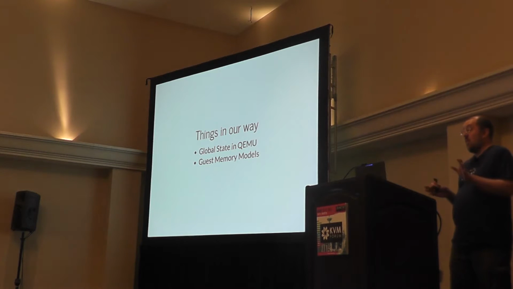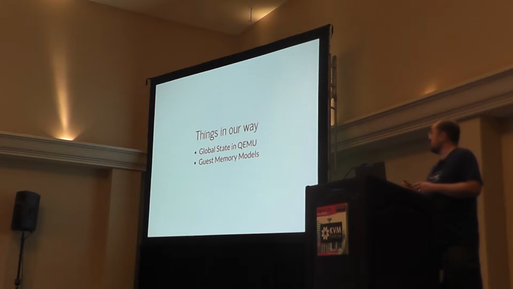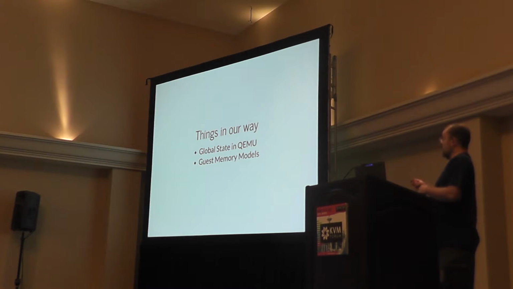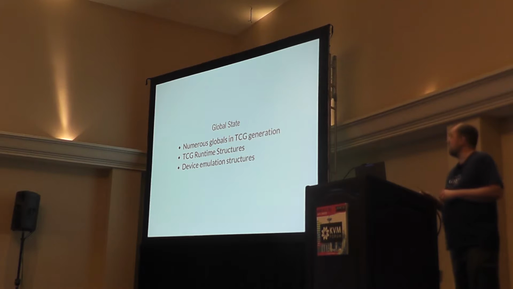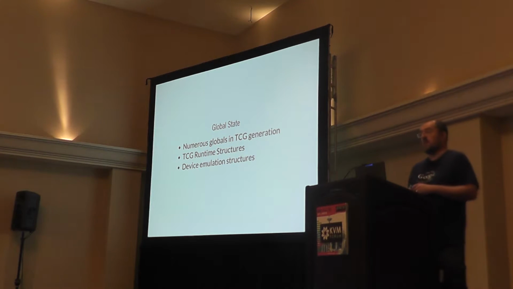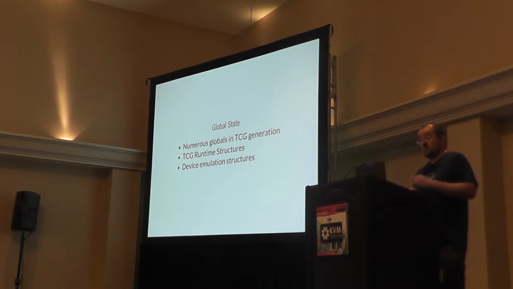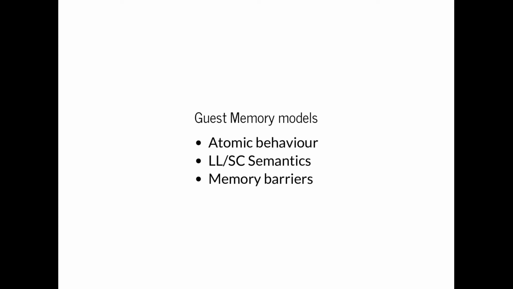So now we've talked about why we want it, let's talk about some of the things that we need to address. The two main ones are global state in QEMU and the way that we model the guest memory. When I'm talking about global state, this includes the numerous globals that we have during TCG code generation. There's also a number of runtime structures that are used whilst we're running the TCG code. And finally, there are structures that are associated with device emulation.